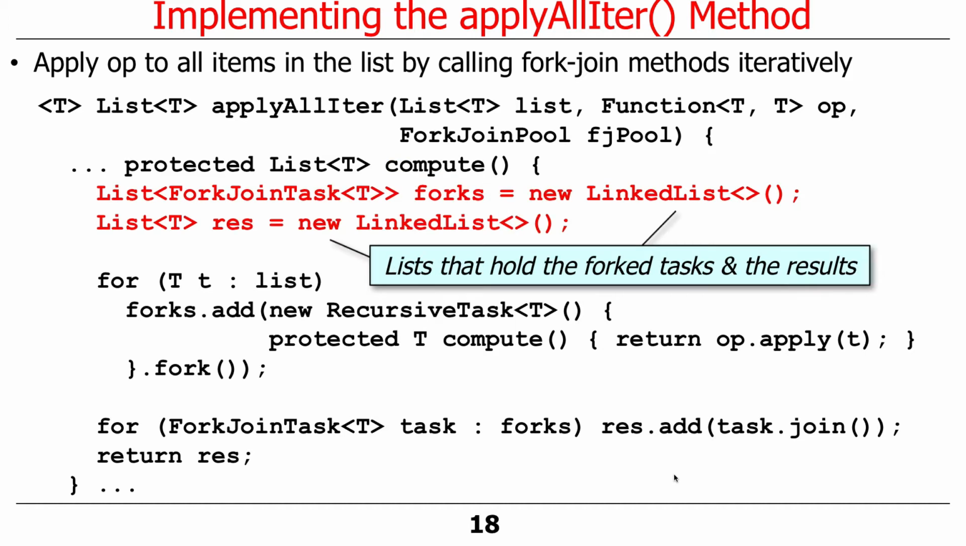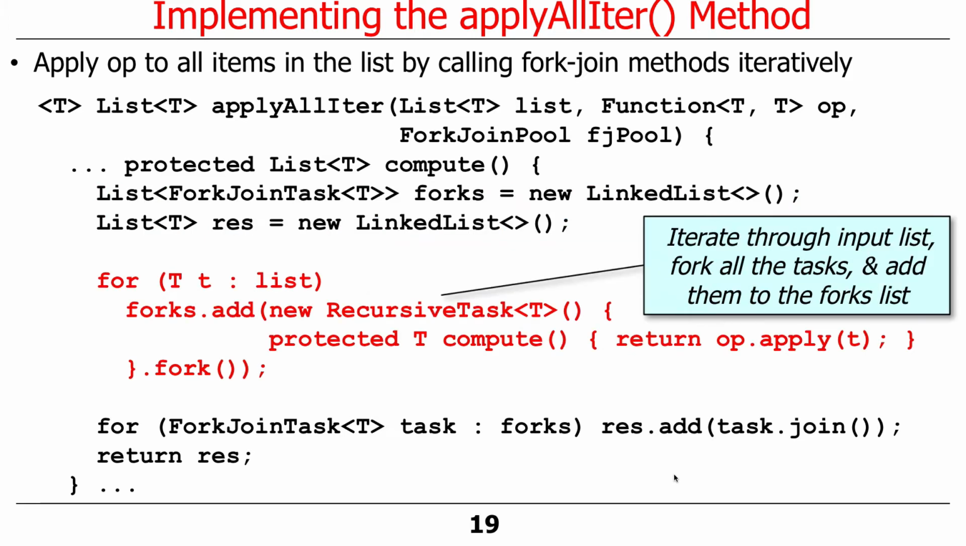We create a list that will hold the fork join tasks that we're forking. We'll see where they get forked in a second. So this is going to be the things that are forked that we're going to eventually need to join with. And then we also have a results list, a list of results, and that's going to be used to hold the results as things complete. So we make these two lists. They're just linked lists, nothing tricky or fancy here.